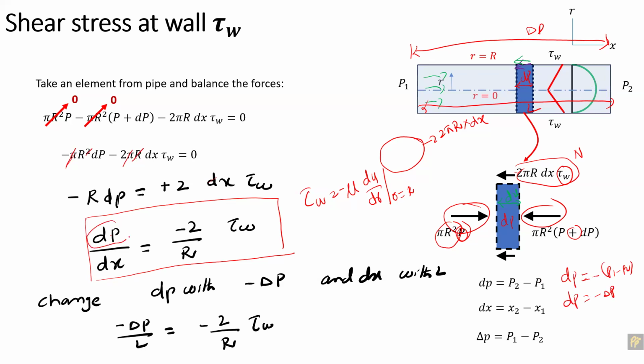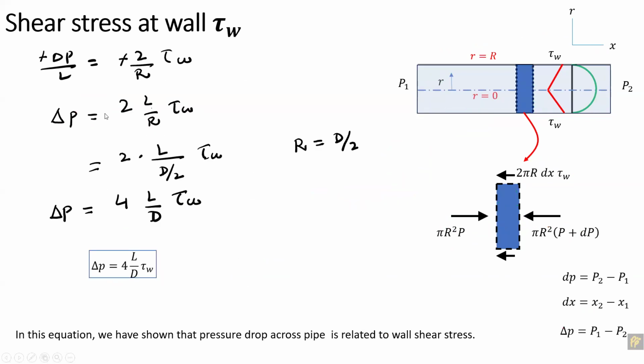So we're replacing dP with minus delta P, and dx with the length of the whole pipe, minus 2 upon r. Wall shear stress will be the same on the small strip or on the whole value. Okay, this will be the same. So minus 2 upon r and wall shear stress. We can now simplify this equation into delta P equal to 4L by D times the wall shear stress.